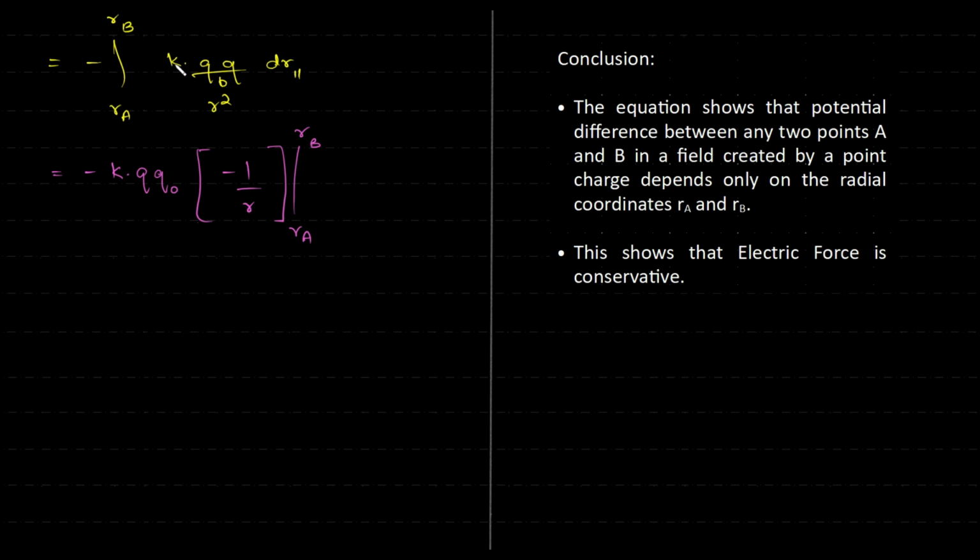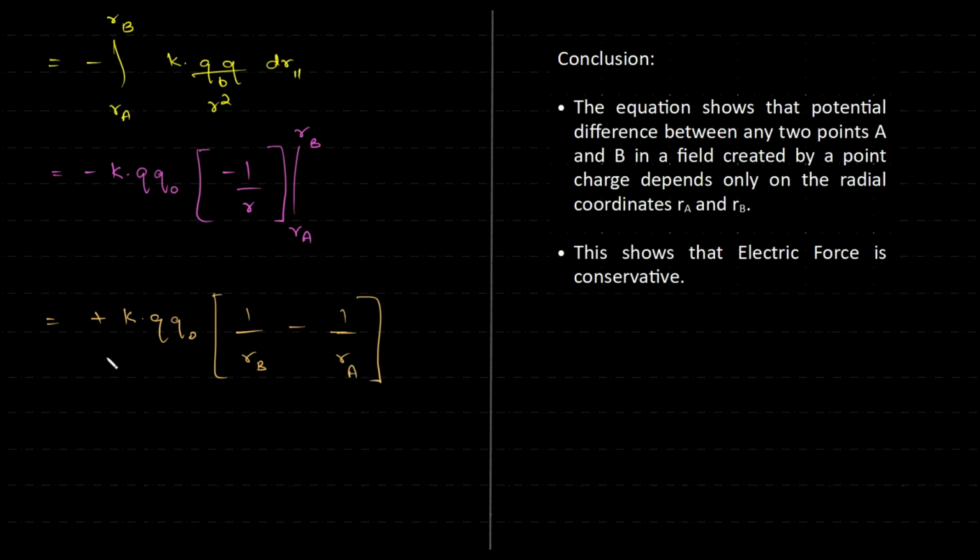Right, guys? Because K Q naught Q is constant, we just have to integrate dr by R square, and integration of dr by R square is minus 1 by R. Again, this is not a complicated integration. If you're not able to understand this, means you need to go back to integration or learn integration. So this is 1 by RB minus 1 by RA. Again, all of this will come under integration. So you guys have to be thorough with that.